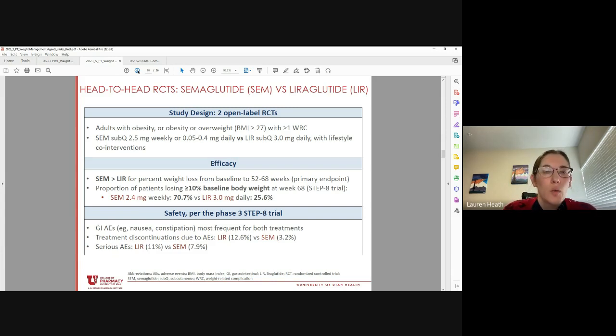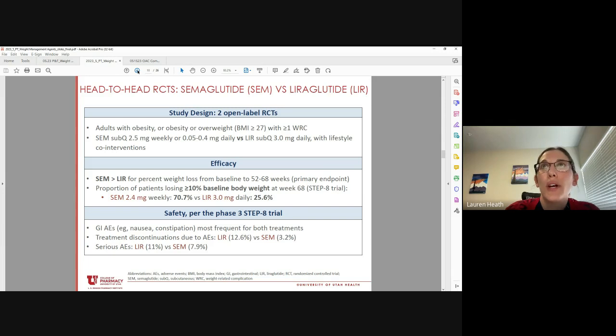In both trials, weekly semaglutide 2.4 milligrams or comparable daily doses was superior to liraglutide 3 milligrams daily for percent weight loss from baseline to 52 or 68 weeks. At 68 weeks, about 71% of patients who received weekly semaglutide lost 10% or more of their baseline body weight, compared to about 26% of patients who received liraglutide.